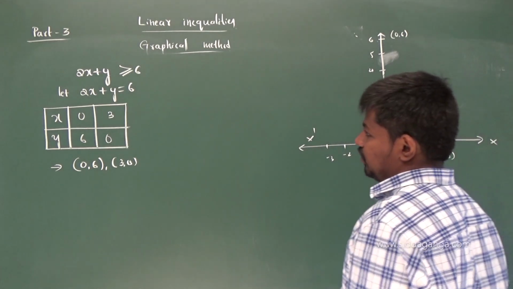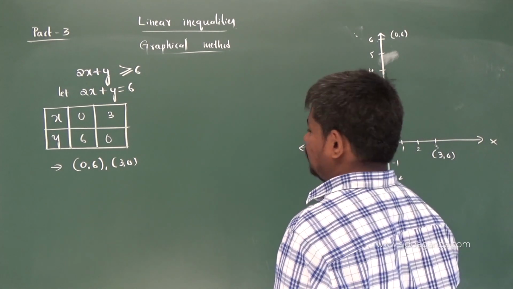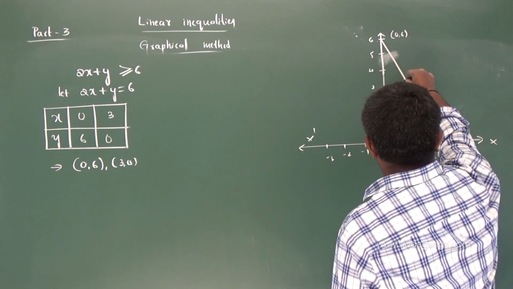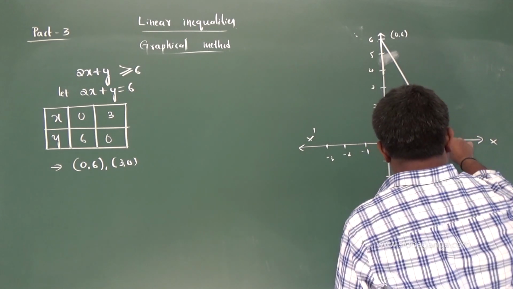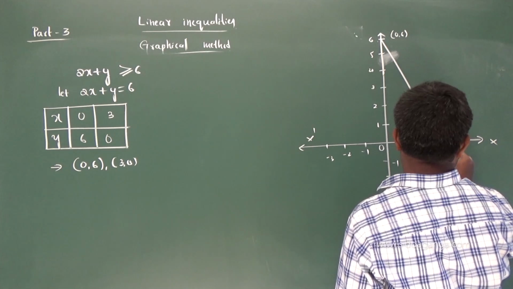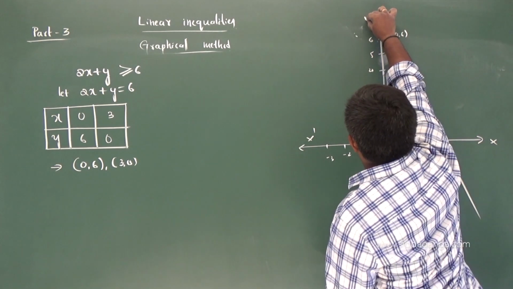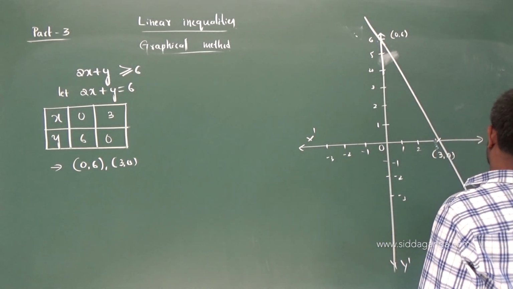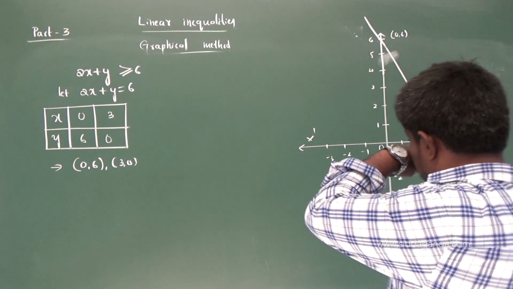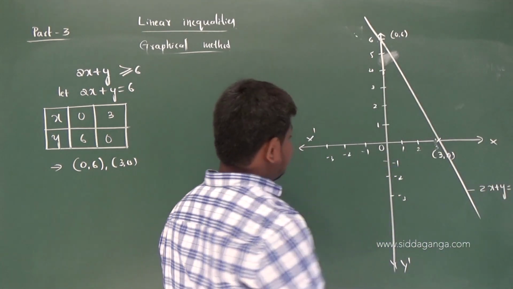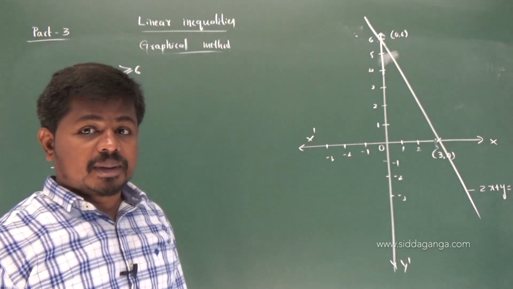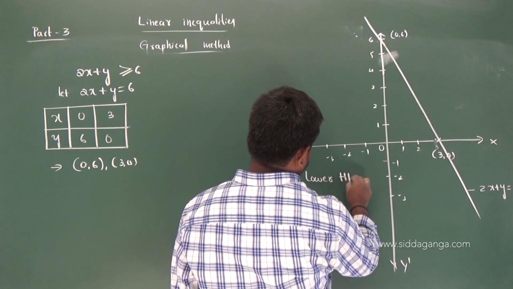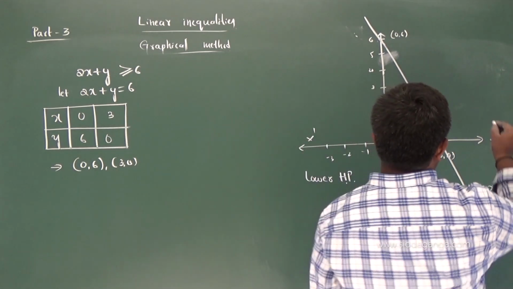Now draw the line 2x plus y equal to 6. Since it is a slack inequality, I am going to draw a line. You have to name this line 2x plus y equal to 6. This line divides the plane into 2 parts, lower half plane and upper half plane. We have to mention the lower half plane and upper half plane.